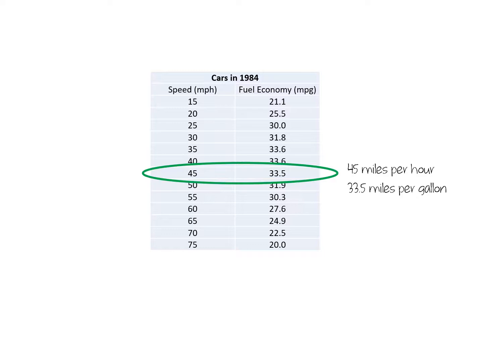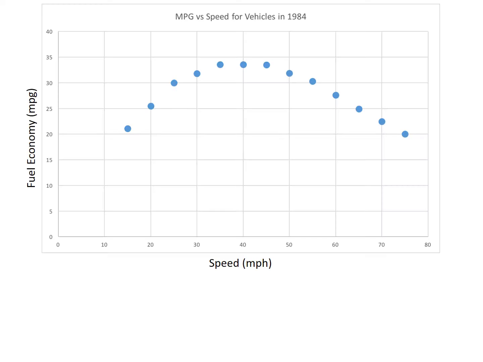To get a better sense of the patterns in our data, let's look at a graph. This graph shows the data points in the table. To get a better sense of the patterns in the data, we can add a trend line, and we can also find a formula for this trend line. This shows the equation of the function f of s, fuel economy as a function of speed, measuring fuel economy in miles per gallon. Let's temporarily remove the data points from the graph and just look at the graph of the equation.